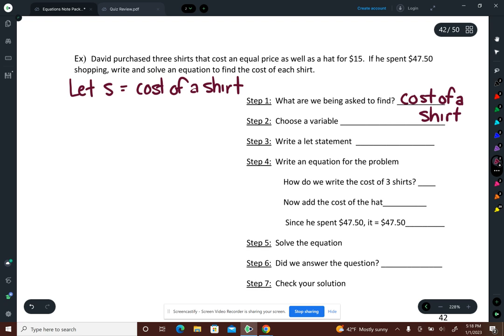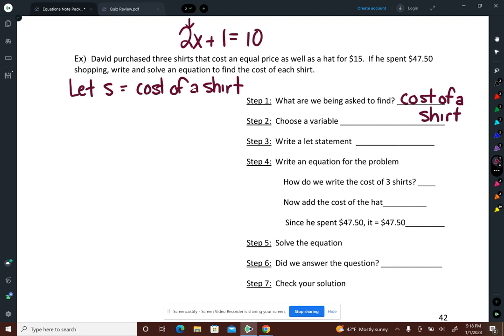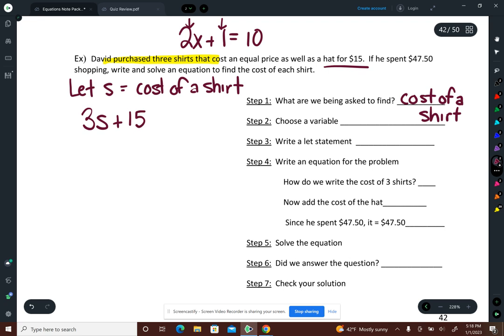Okay, so remember, your equation is supposed to look like this. All right, so first number you're looking for is the number that goes with your variable. So we said that S is the cost of a shirt, so I'm looking for the number that's talking about the shirts. So if I look, it says that he purchased 3 shirts, so 3S. Okay, then I'm going to look for the number that's getting added. So what else did he buy? Well, he bought a hat for $15, so plus 15. And then the total was 47.50. Okay, so there's our equation.